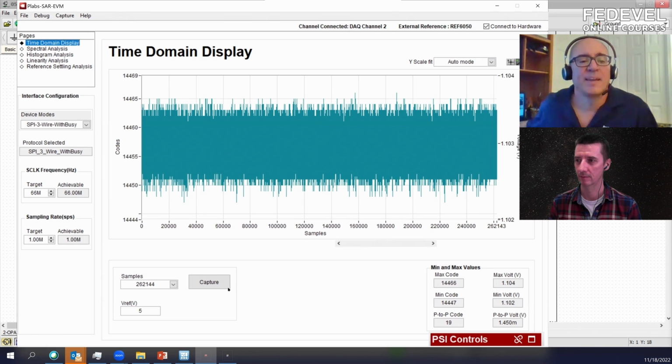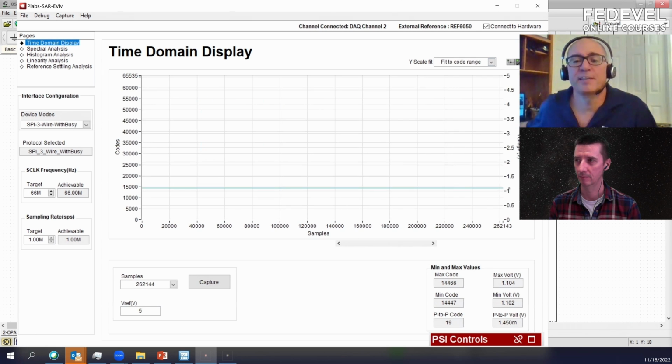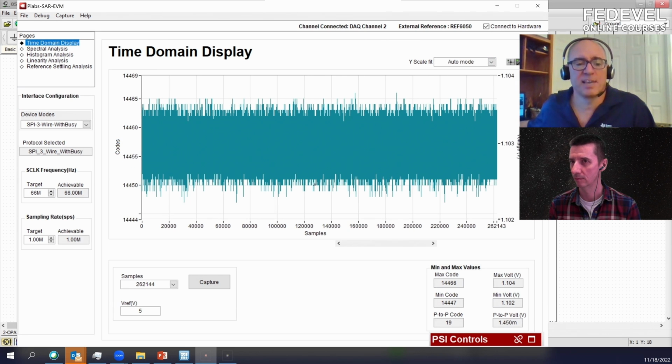If I change this to auto fit the whole range, the range of this AD converter is 5 volts. And so you can see we're getting about 1.1. And this is what the noise actually looks like.